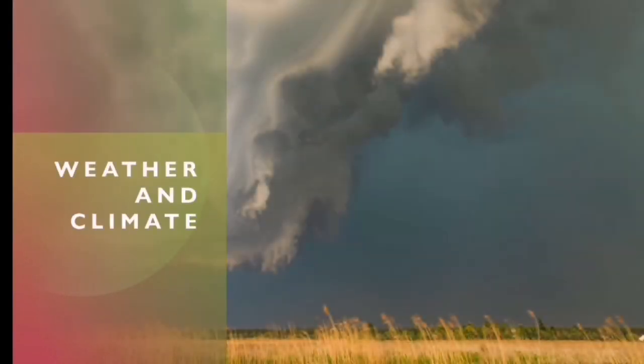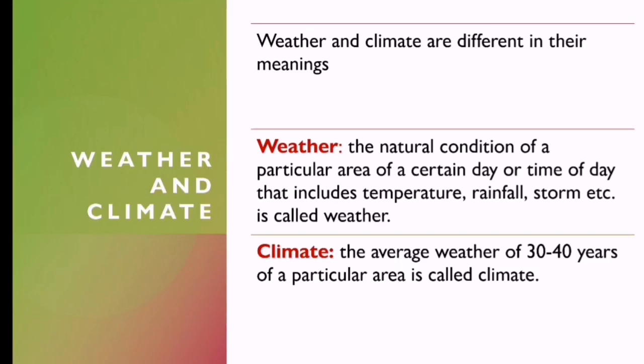Climate and weather have different meanings. We have already known that. But the question is, how are they different from each other? Well, let's see the definition first to understand the difference between them. Weather is the natural condition of a particular area on a certain day or time of day that includes temperature, rainfall, storm, etc. Now the concern is, how do we determine weather of a place?